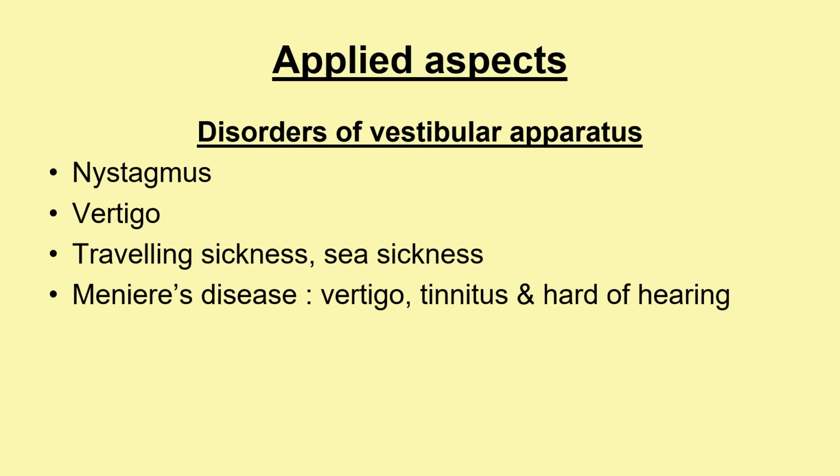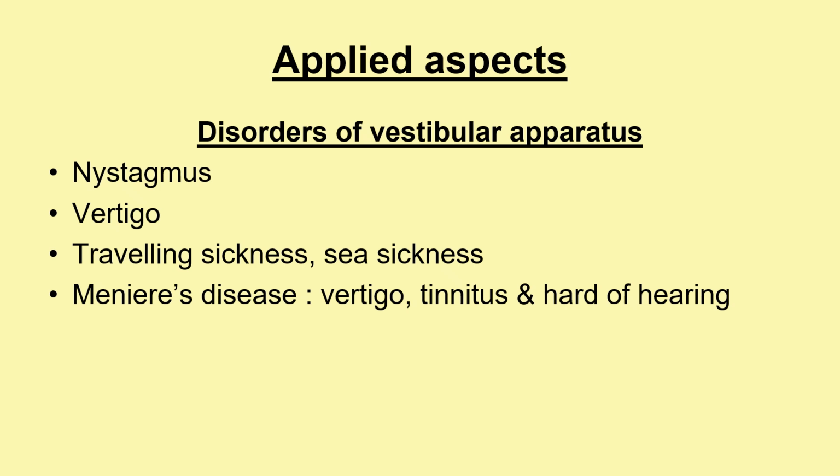Disorder of the vestibular apparatus produces nystagmus. Nystagmus is the involuntary to-and-fro movement of the eye. During rotational movement, nystagmus occurs physiologically. In pathological conditions, vestibular dysfunction produces nystagmus. Vertigo means giddiness. It is also produced during vestibular apparatus dysfunction. Travel sickness and seasickness are due to stimulation of the vestibular apparatus.